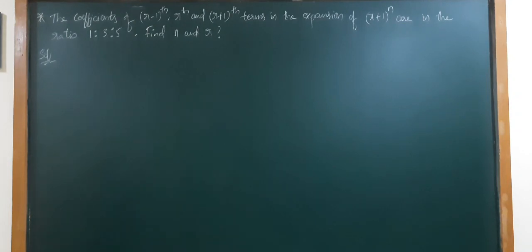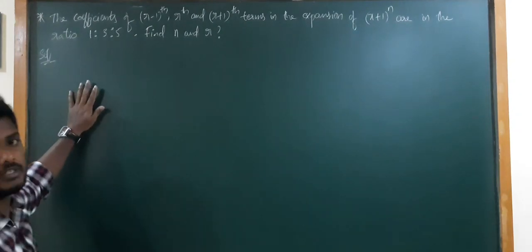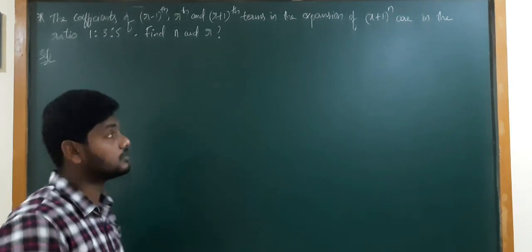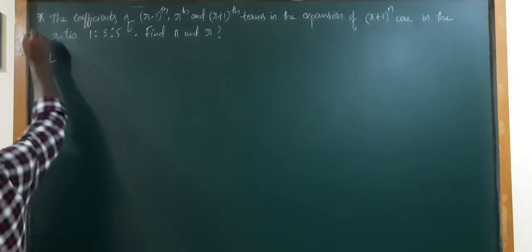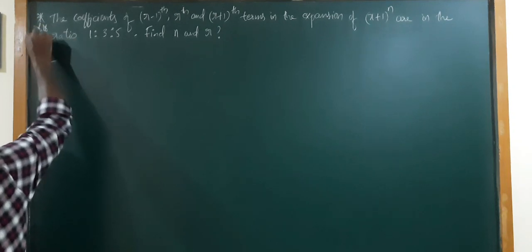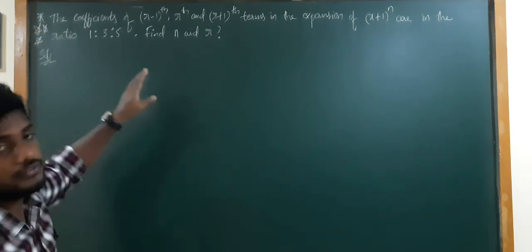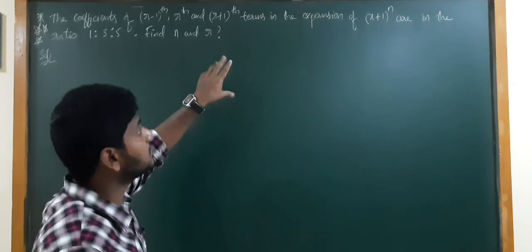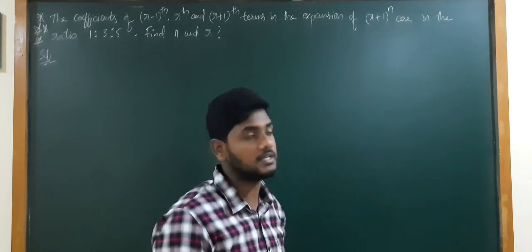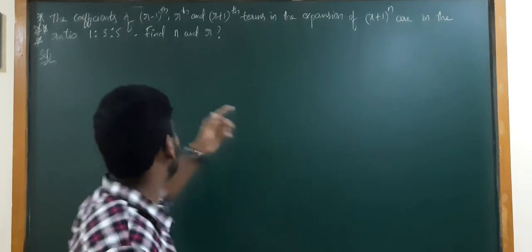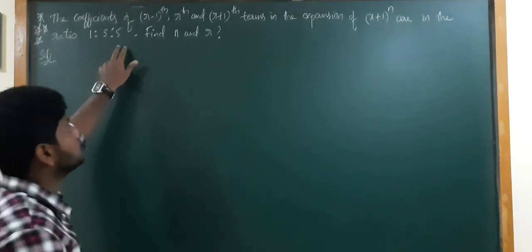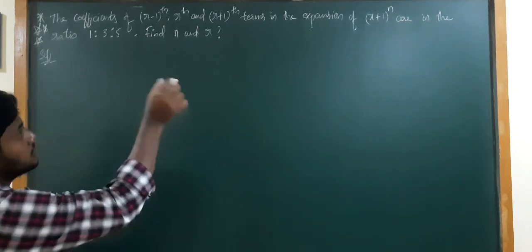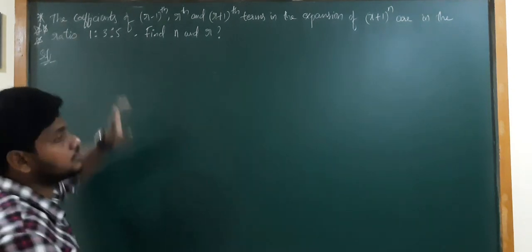Next question. This is a very important question when it comes to the board exam, and based on this they will also ask MCQs. Make a note of it. The coefficients of r minus 1, r and r plus 1th terms in the expansion of x plus 1 to the power n are in the ratio 1:3:5. Find n and r. They said that those three terms are in the ratio 1:3:5.